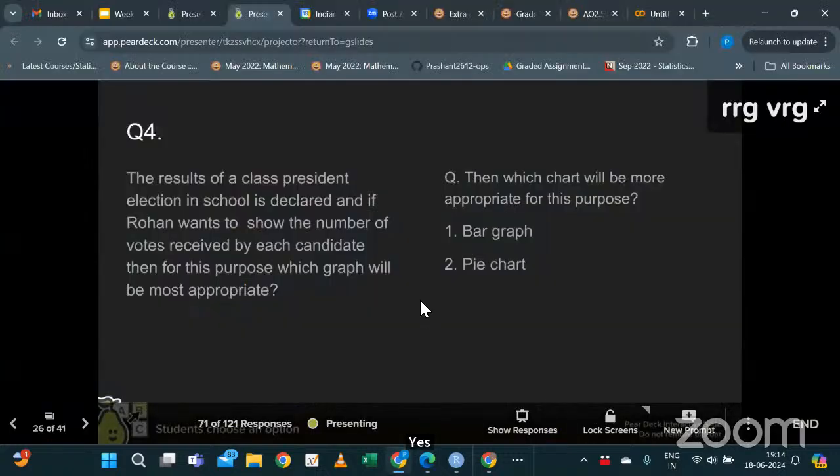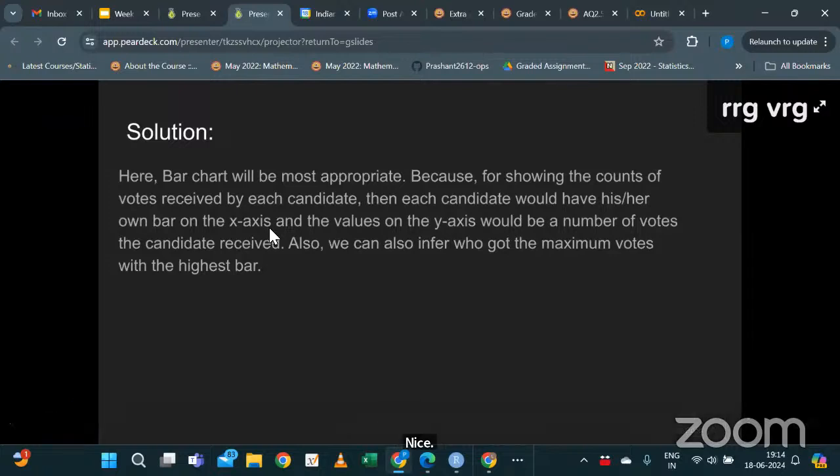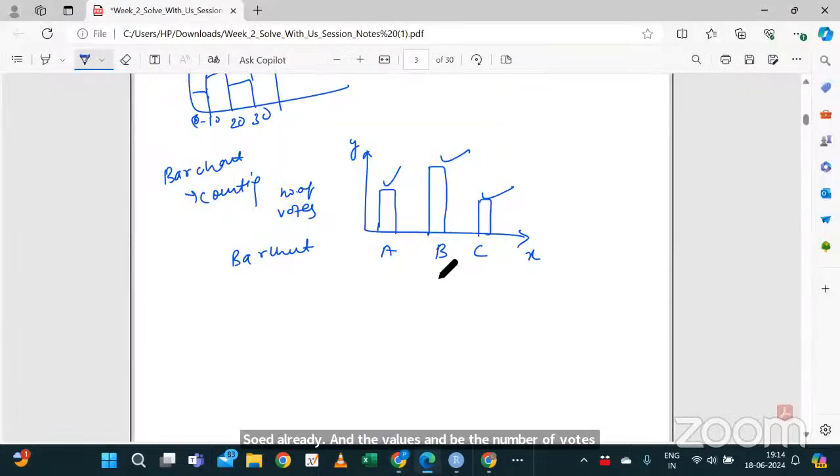So a bar chart will be more appropriate in this case. For showing the counts of votes received by each candidate, each candidate would have his or her own bar on the x-axis, as for A, B, and C, and the values on the y-axis would be the number of votes the candidate received. By seeing this bar chart, can you tell me what will be the mode? Let's say this is 10, this is 15, this is 9.